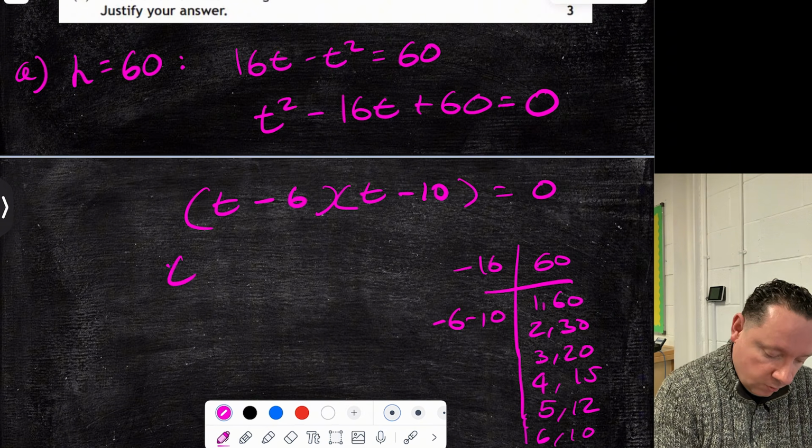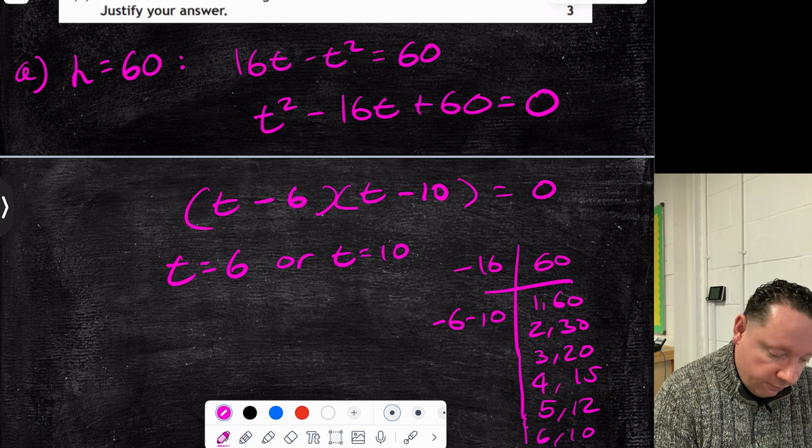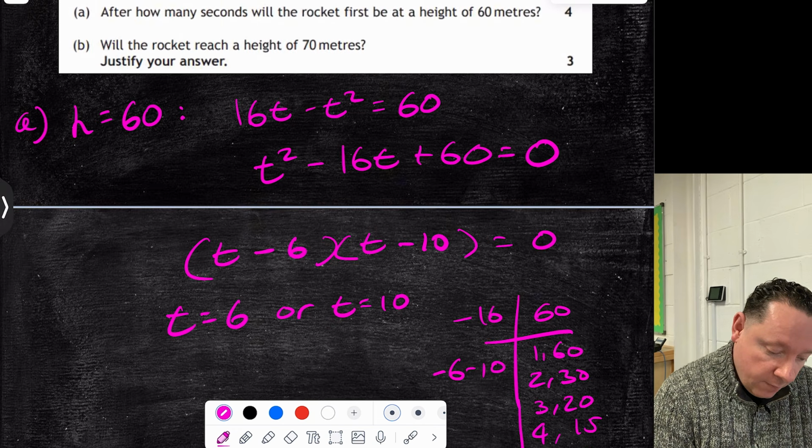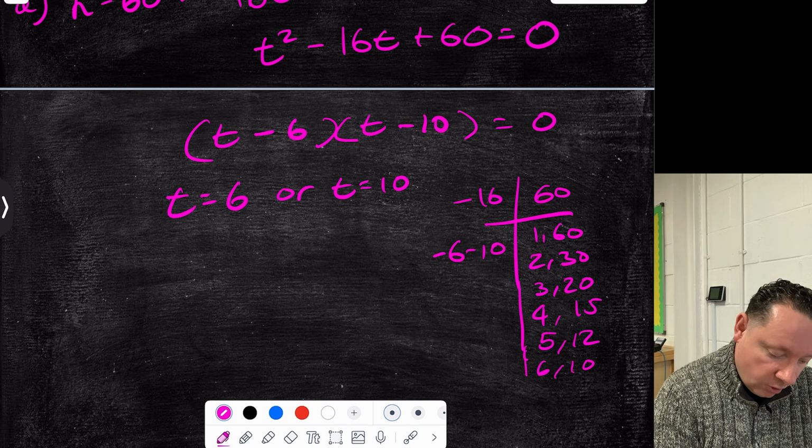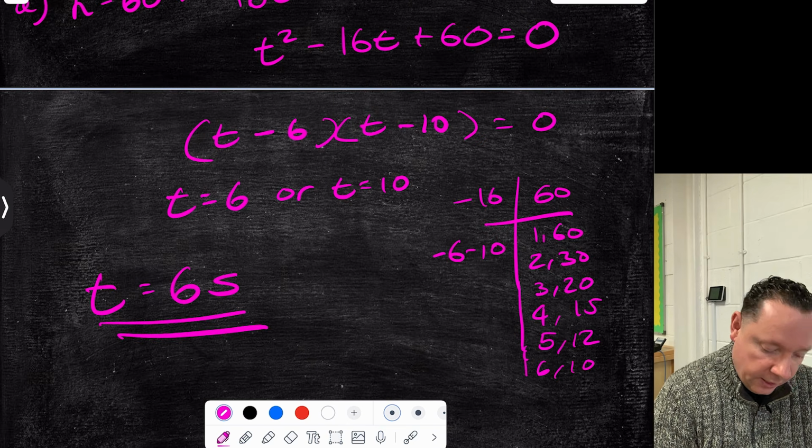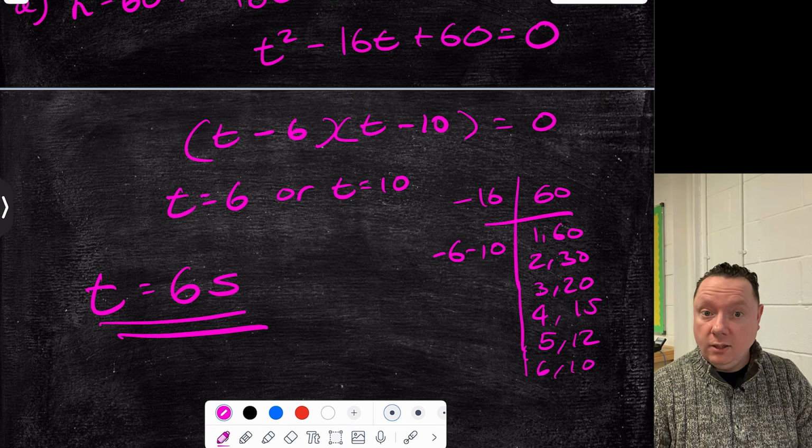That means that t equals 6 or t equals 10. So how many seconds will it first be at a height of 60? The first one's 6. So our answer is t equals 6 seconds, and we're done there. So we highlight it and underline it.